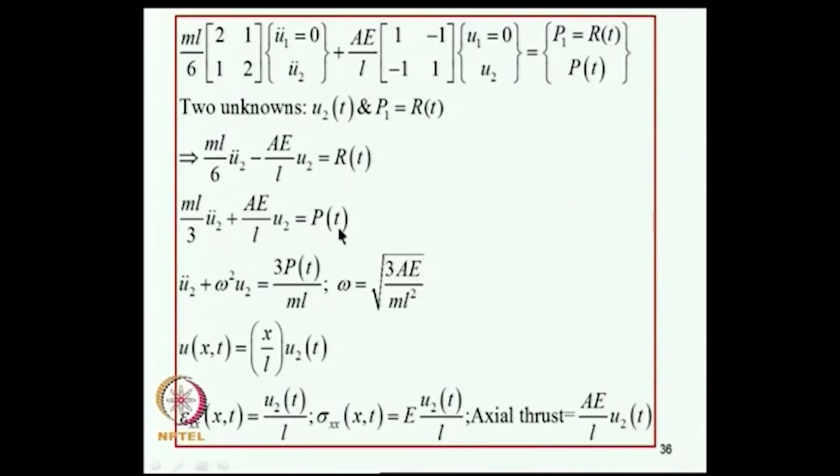If you look at this equation now, this is a single degree of freedom approximation; there is only one generalized coordinate. I get an approximation to the natural frequency according to this model, which is this, and u of x comma t is x by L u2 of t, where u2 of t is the solution to this. The strain is given by this, the stress is given by this, and the axial thrust is given by this. So, we have found the displacement, strain, stress, stress resultant and the reaction. This framework enables you to do that.